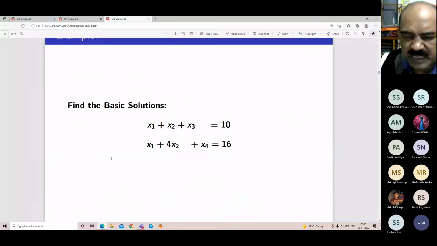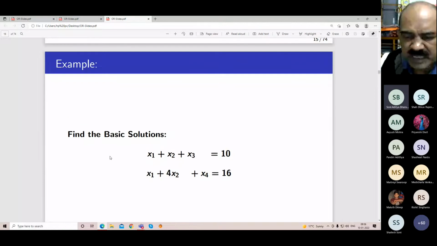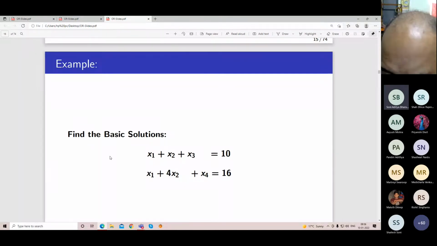Hello? Sir, I have a doubt. Yes? Sir, suppose we set some variables to 0, then it might also happen that the system becomes inconsistent or we have infinitely many solutions.